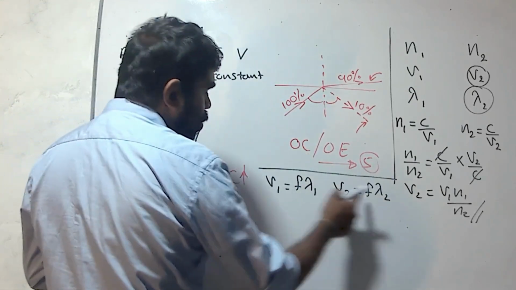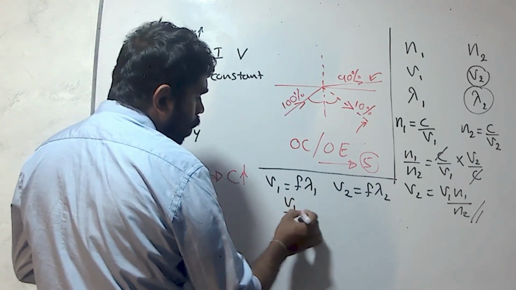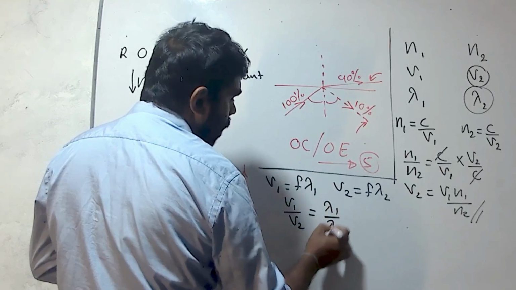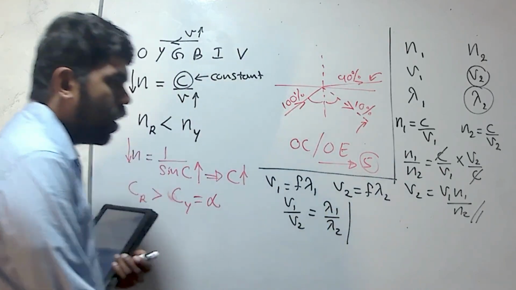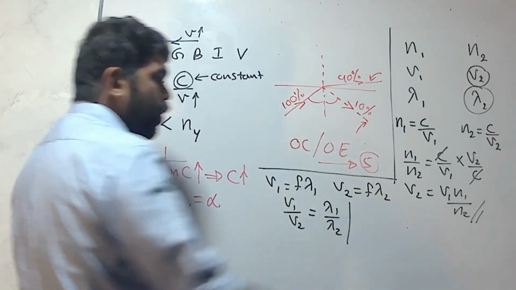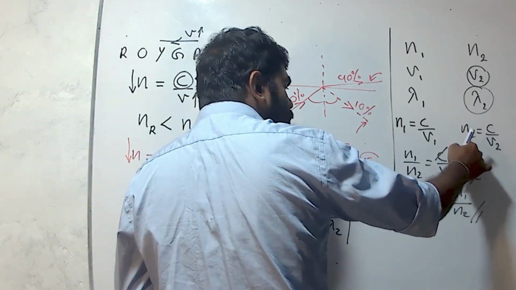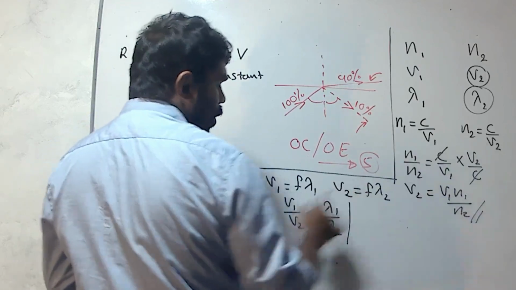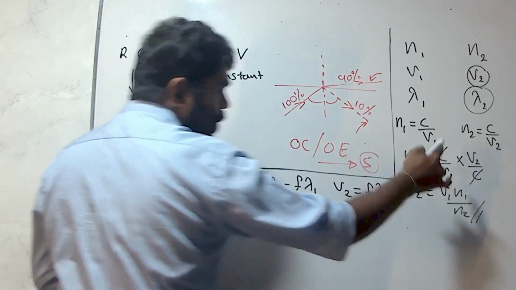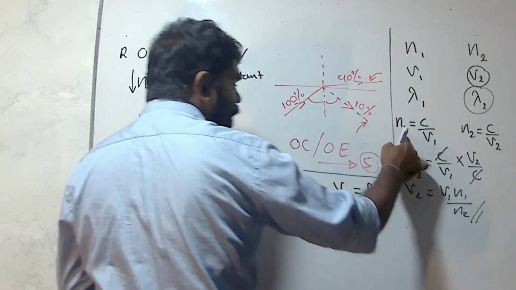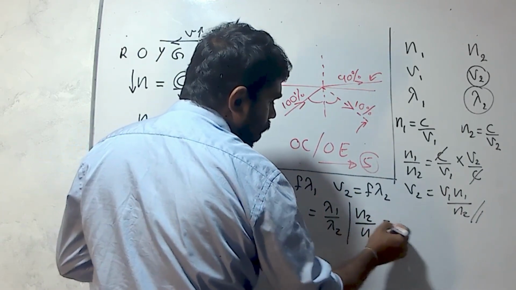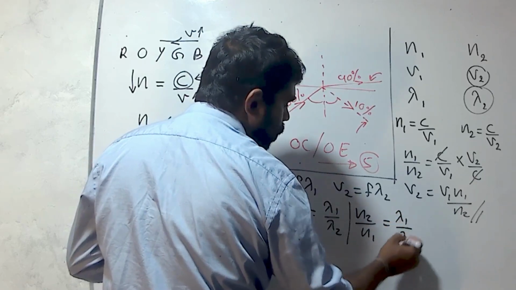Then we can divide these two equations. V1 over V2 equals lambda 1 over lambda 2, as F is cancelling. We know that the V1 over V2 ratio should be equal to the N2 over N1 ratio. So V1 over V2 equals N2 over N1. Then we can get N2 over N1 equals lambda 1 over lambda 2.